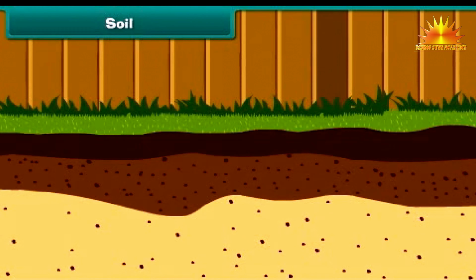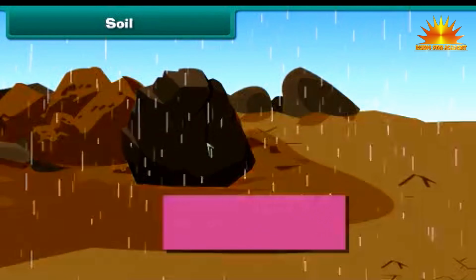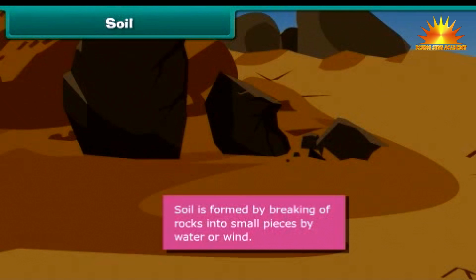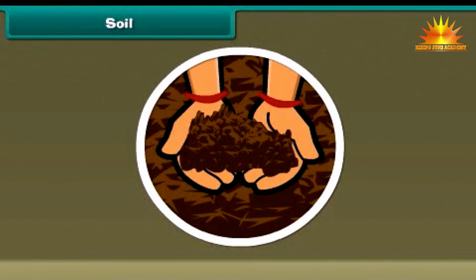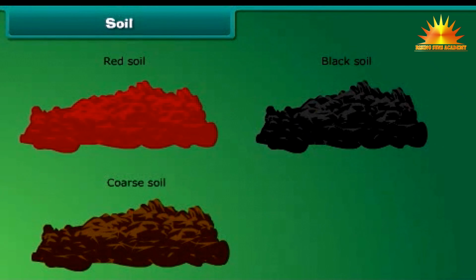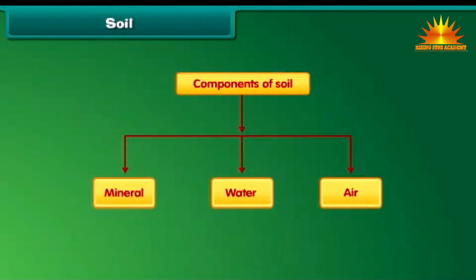Now we move on to another interesting topic of this course, that is soil. Soil is a thin layer of the Earth's crust. It is formed by the breaking of rocks into small pieces by the influence of water or wind. Soils are of different types such as red soil, black soil, coarse soil, and fine soil. Mineral, water, and air are the three important components of soil.